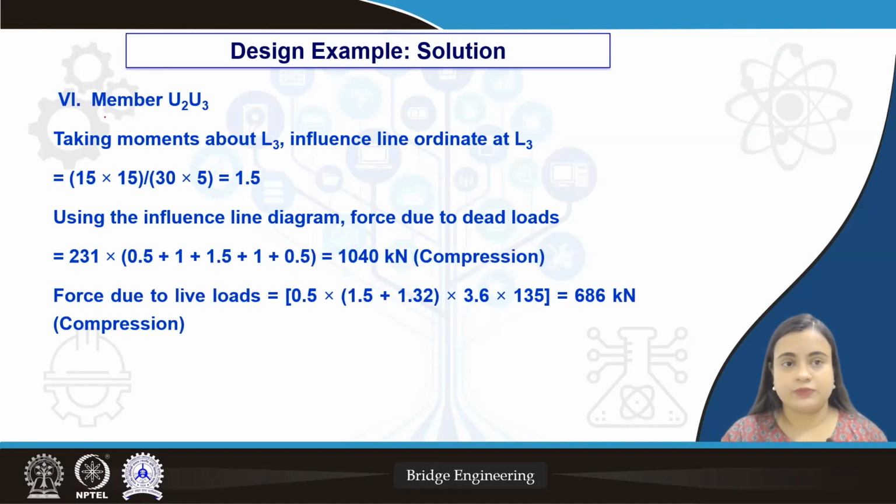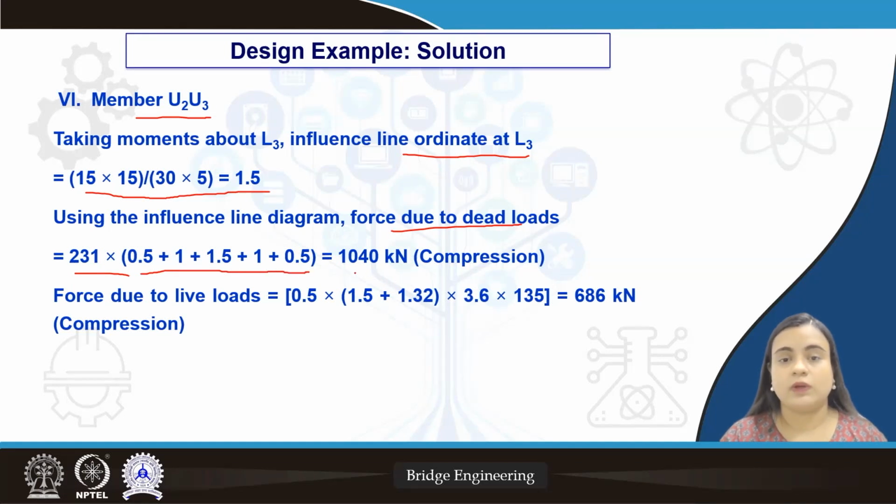Next member is member U2 U3. Taking moment about L3, influence line ordinate at L3 will be 15 times 15 by 30 times 5. That is equal to 1.5. So the influence line diagram can help us to determine the force due to the dead load, which will be 231 times 0.5 plus 1 plus 1.5 plus 1 plus 0.5. That is equal to 1040 kilonewton in compression. Force due to live load will be obtained as 0.5 times 1.5 plus 1.32 times 3.6 times 135. That is equal to 686 kilonewton in compression.